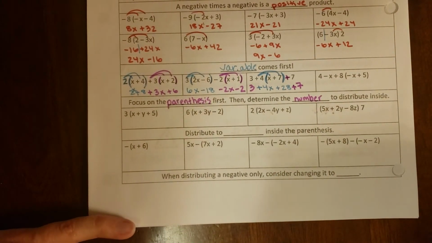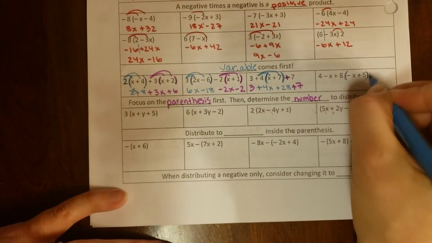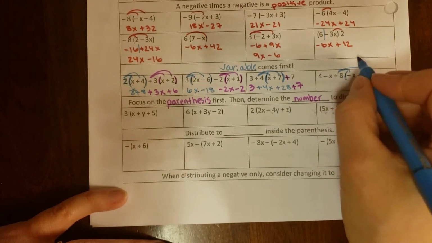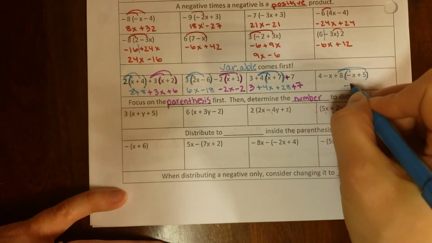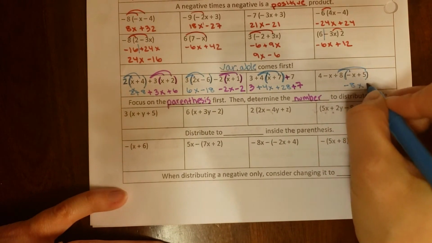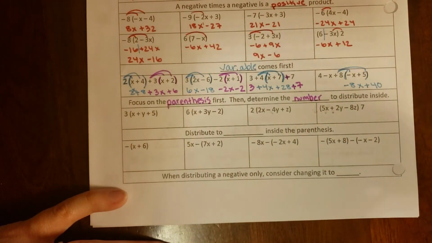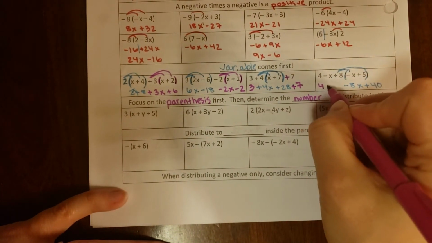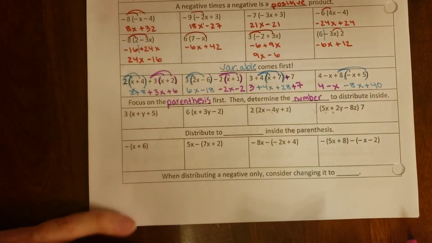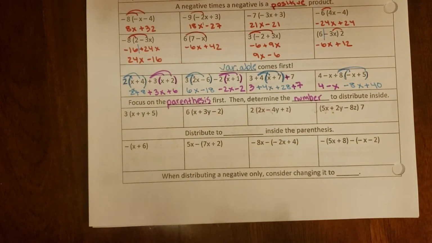So you can try this other one here. This is 8 groups of that. So 8 times negative x is negative 8x. 8 times 5 is 40. And just bring down the other part that's not affected by the distributive property. Okay.